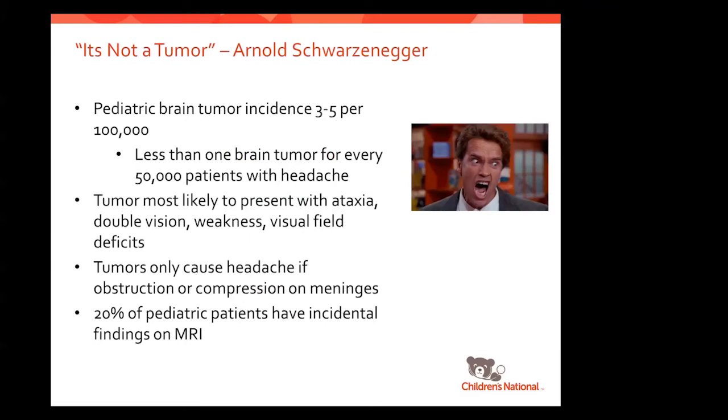Brain tumor is not likely to present with isolated headache. It's more likely to present with other symptoms involving where it was. About 60 to 70% of pediatric brain tumors are in the cerebellum or posterior fossa and are much more likely to present with ataxia, double vision due to increased intracranial pressure, weakness, speech changes, visual field deficits. So again, probably not just headache.